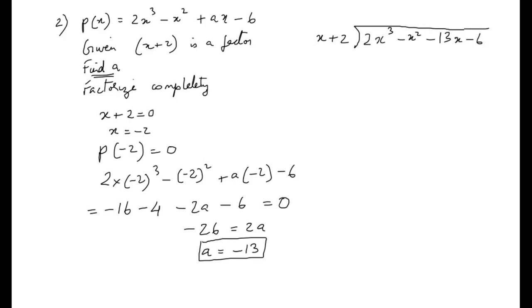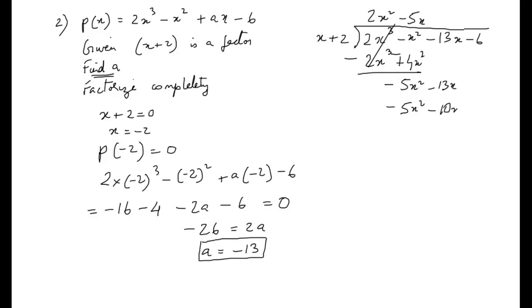X multiplies into 2x squared to give us 2x cubed, plus 2 into this would give me 4x squared. Change the signs. Minus 5x squared minus 13x. X goes minus 5x times. So I'm left with minus 5x squared. 2 into minus 5 is minus 10x. Change the signs.